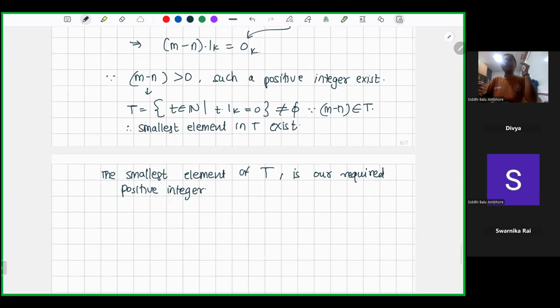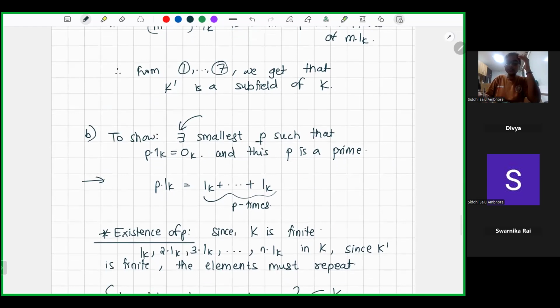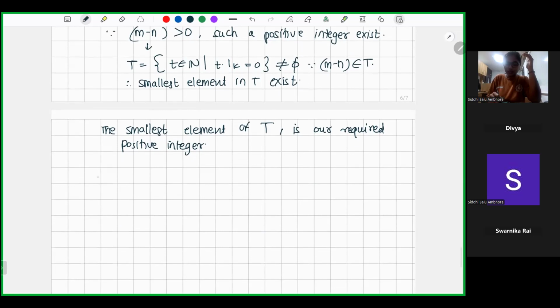And now we have to prove. So existence is clear. There were two questions: that there exists a smallest p such that this happens, and now we have to prove that this p is prime. So now we have to prove that this p is prime.